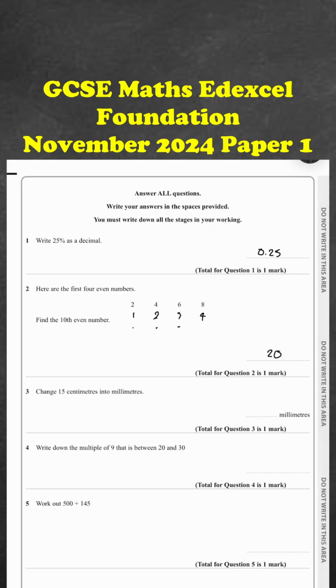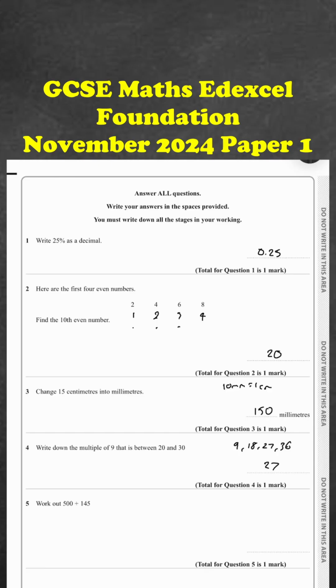Question number 3. Change 15 centimetres into millimetres. So there are 10 millimetres in 1 centimetre, which just means 15 centimetres is the equivalent of 150 millimetres. Question number 4. Write down the multiple of 9 that is between 20 and 30. So your multiples of 9 are just 9, 18, 27, 36. And the one between 20 and 30 is just 27.